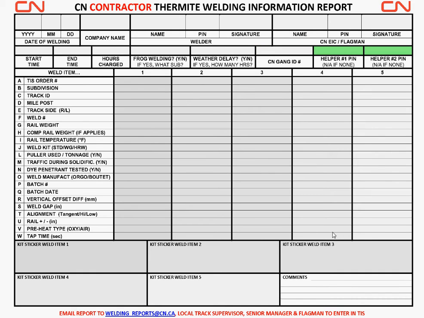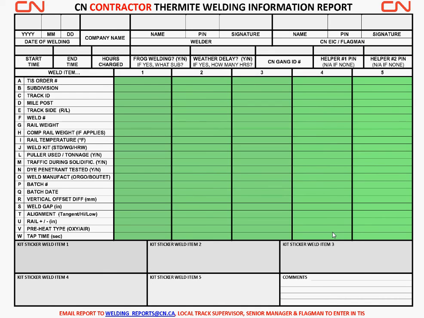The next piece of information is your welder helper. For your first welder helper, please put the PIN number of your welder helper. It should be either, if it's a CN helper, put his PIN number, or if it's a contractor welder, please put their PIN number in. If they do not have a PIN number, please contact your supervisor. Same as helper number 2. If you only have one helper, please put NA.